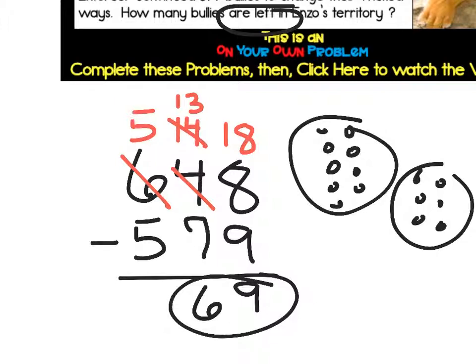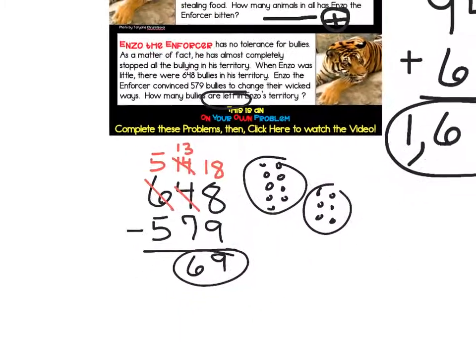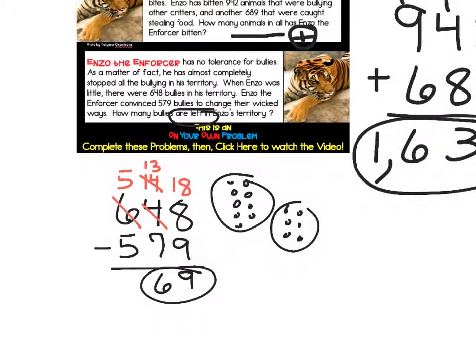But let's just wrap this up real quick because we need to know, what does that 69 mean? Well, that means how many bullies are left in Enzo's territory? 69. That's still a bunch. So Enzo still has to be the enforcer and stop those guys from bullying.